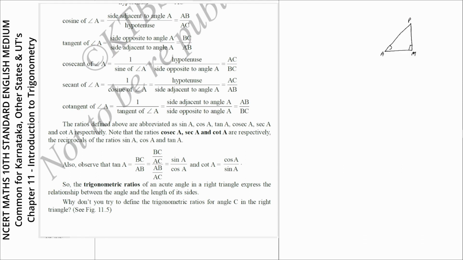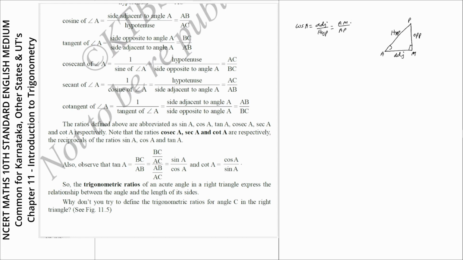Now consider one right angle triangle AMP. So here in this triangle, what is cos A? Cos A is defined as adjacent side by hypotenuse side. With respect to angle A, adjacent side is AM, opposite side is MP, and hypotenuse side is AP. So cos A is adjacent side by hypotenuse side, that is AM by AP.